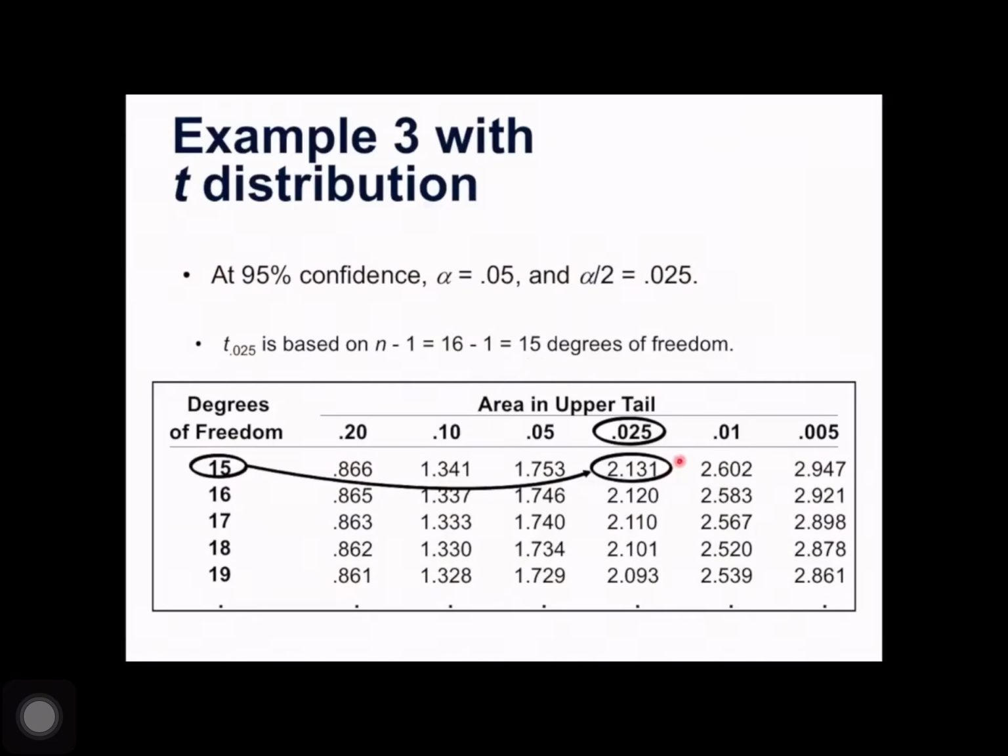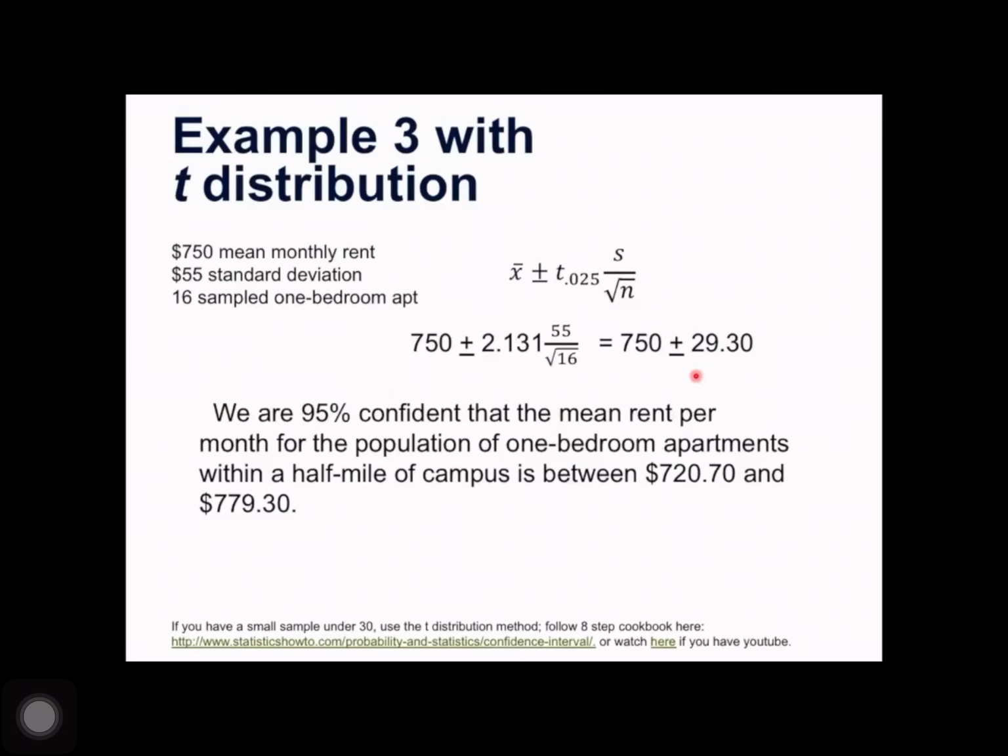We use the table to look up this value. This is very similar to the z-score that we had utilized previously, but we're using the t-table. So it's very similar to the function of the z-score that we had used. So that's how you would utilize that table. And then it's just a matter of plugging the information that we have in, and this is the formula for this. And we could then calculate that we're 95% confident that the mean rent per month of the population that we just sampled was in this range from 720 to 779.